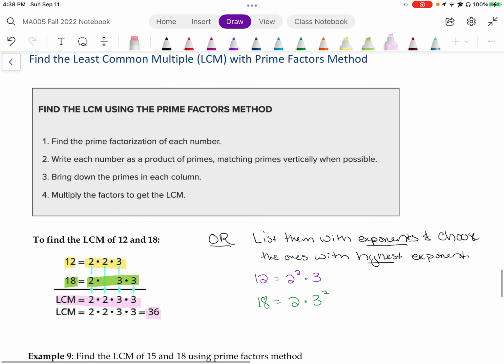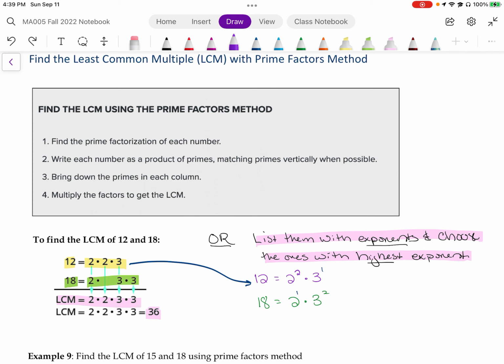All right, but another way to do it is to list them with the exponents. I'm going over here to our other method. So list them with the exponents and choose the ones with the highest exponent. So going over here, the 12 could be written as 2 squared times 3 to the 1, right? And 18 could be 2 to the 1 times 3 to the 2. And what you do is you say, all right, I'm going to look at the 2's. Which one has the highest exponent? 2 to the 2. So that's the one I'm going to pick. So pick the one with the highest exponent.